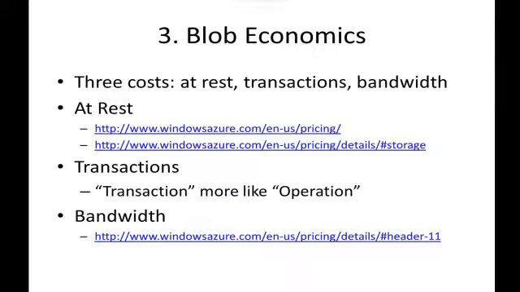So, blob economics. There are three different kinds of costs to be aware of when you're doing a cost analysis around the use of blob storage. The three costs are the at-rest cost, if you're not using it, you're just using up storage. Transaction costs, if you're interacting with it. And bandwidth costs, if it's traversing data center boundaries. So let's take a quick peek at those.